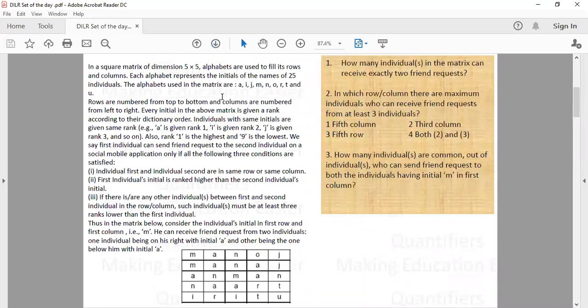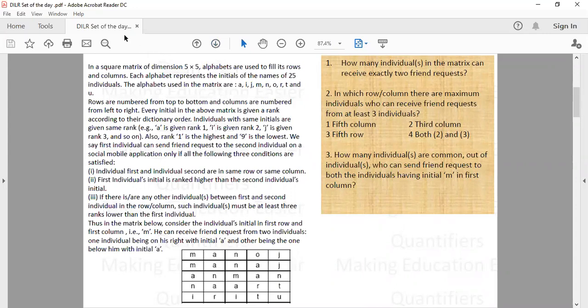It says that in a square matrix of dimension 5 by 5, alphabets are used to fill its rows and columns. Each alphabet represents the initial of the names of the 25 individuals. The alphabets used are A, I, J, M, N, O, R, and T, right? And rows are numbered from top to bottom and columns are numbered from left to right.